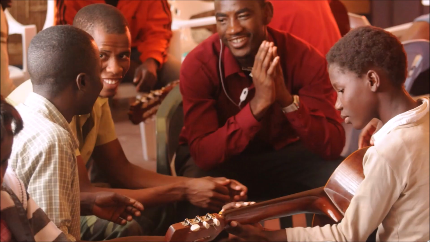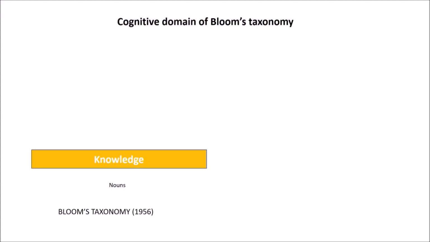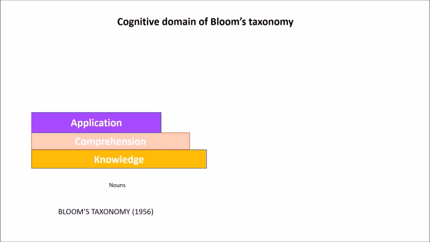Remembering information is the first level of learning. It was previously called knowledge, but it refers to recalling relevant information. Next level is comprehension or understanding the meaning and translating ideas in one's own words. Application is using the acquired information in a new situation.